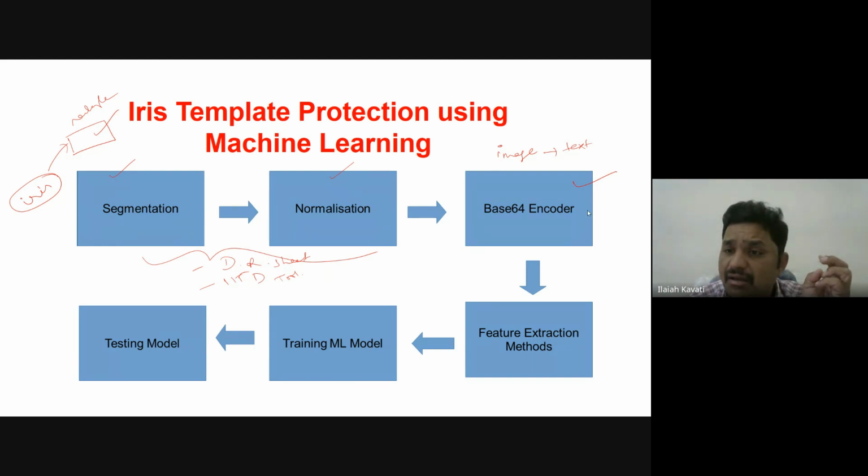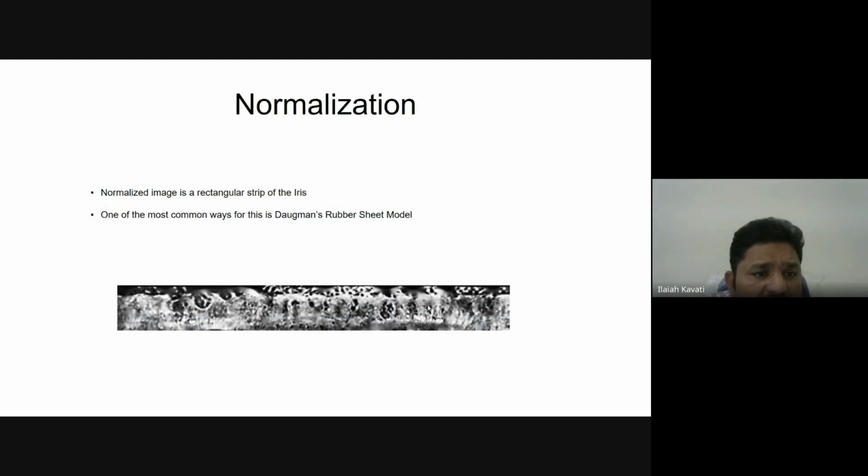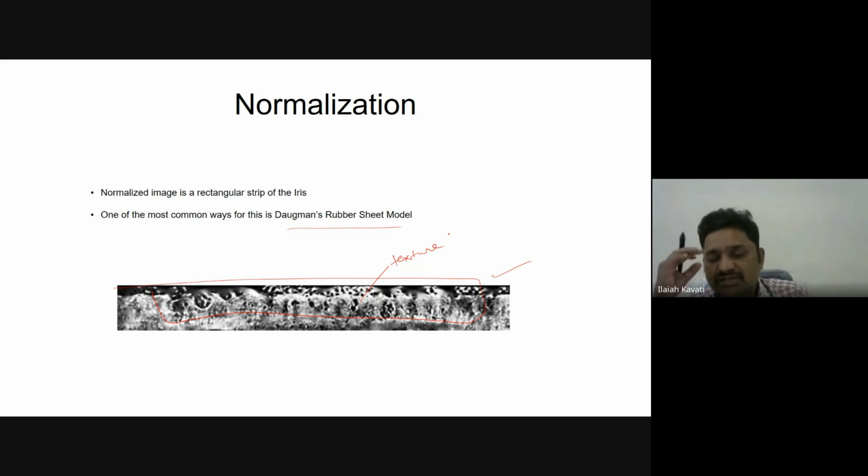Then from this text we'll extract some 26 or 27 features for each iris image. Now these features will be given to the ML model for training and testing. So this part is important. This is Daugman's rubber sheet model, and this is a normalized image. You can see here it is a rectangular-shaped image, and you can see the texture. Iris patterns are rich in texture. That's why people use it, but acceptability is less because of the trace or something.